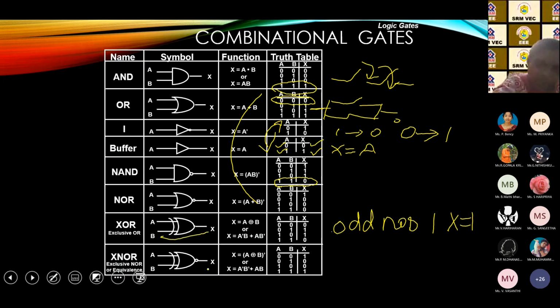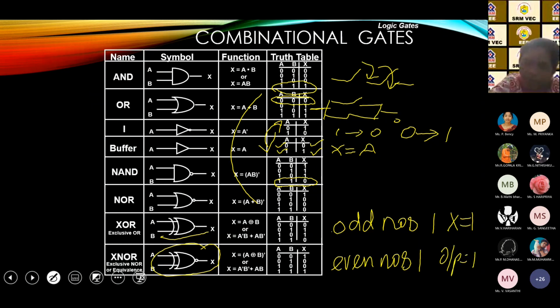And next is the XNOR gate. So what is the XNOR gate? Just the reverse. If the input has an even number of 1s, then the output is equal to 1. One more case: when all inputs are 0, for that case also the output is equal to 1. So these are the basic gates we are going to discuss here.